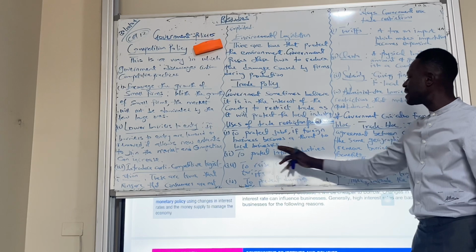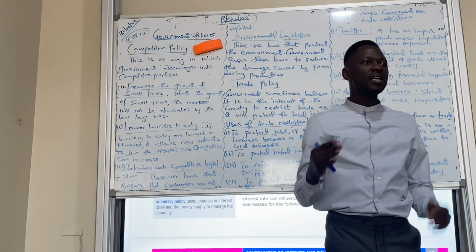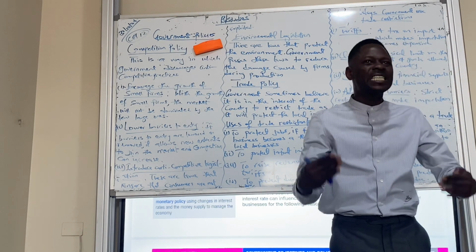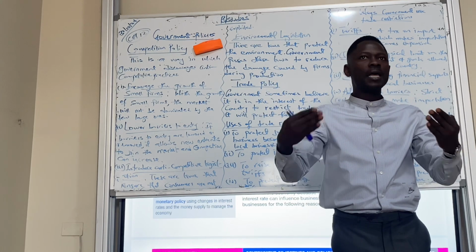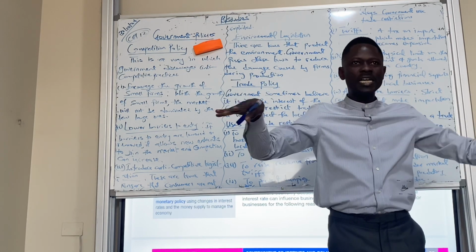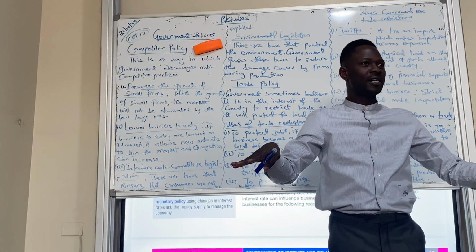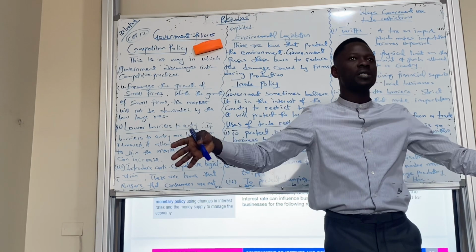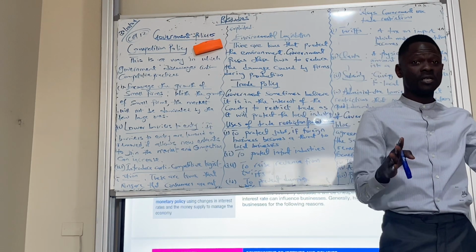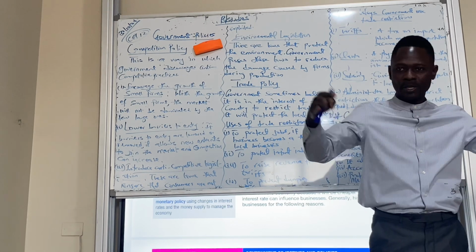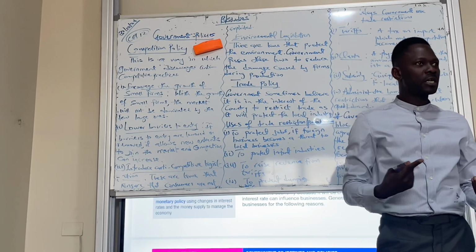The second one, to protect infant industries. What are infant industries? These are industries that are just coming up, that are yet to be established. Like some 15 years ago, the educational industry was not like this. It was infant, but now it is established. So if the government of this country does not protect the educational industry, it might not be what it is becoming now. Do you get the second point?